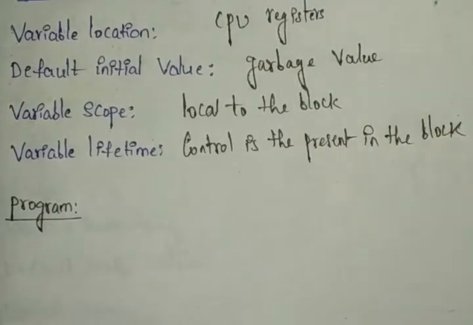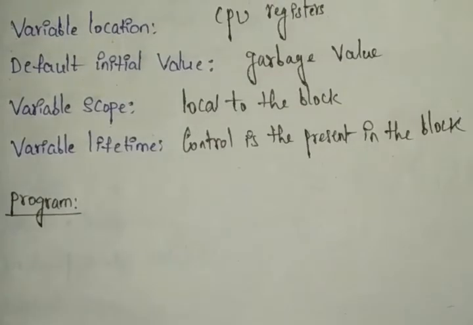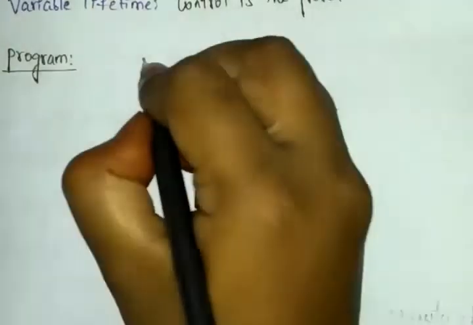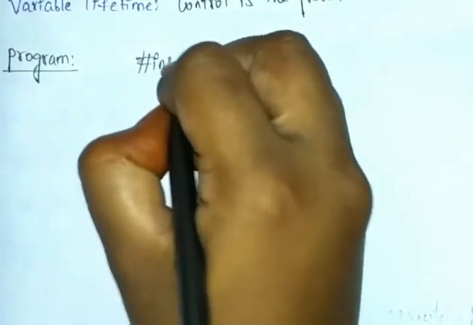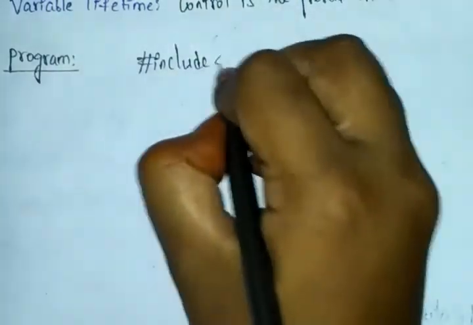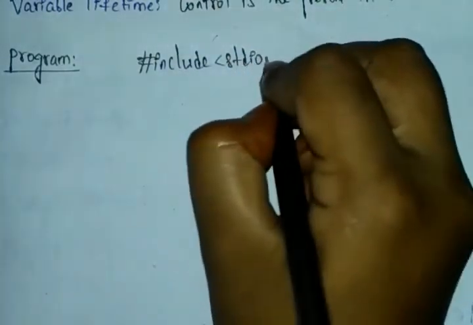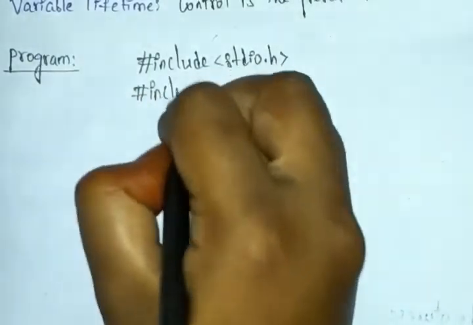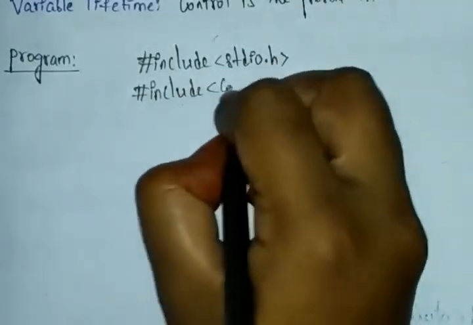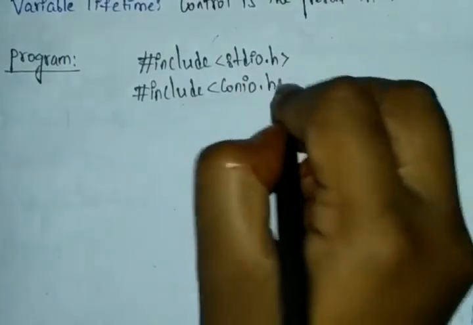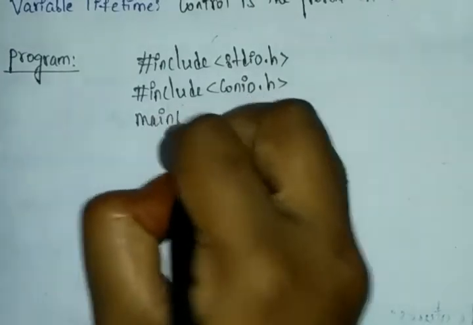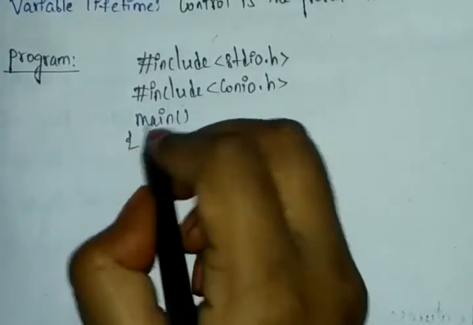And let's see one simple program to define our register storage classes. Let's start with the program. Same as this, #include <stdio.h>, standard input output header file, and <conio.h>, console input output header file. And next we start our main function. In the main function you can write register.